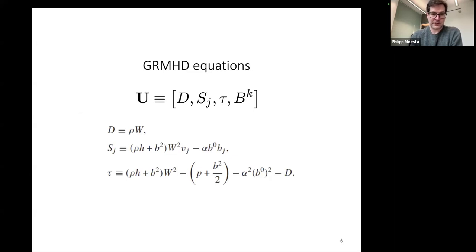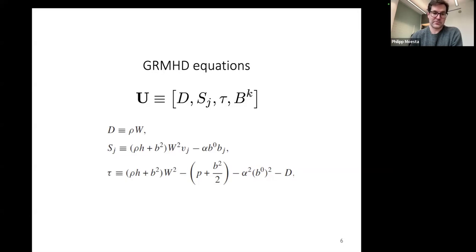Okay, so what are our actual equations, right? I've introduced this state vector U, and you see here the definition of U. So these are what are called the conserved variables. This is D, which is a conserved density. You also see the definition of these variables below. So D is really just rho times the Lorentz factor. Sj is the conserved momentum, and you see how that combines, and you already see how, in the case of MHD, the magnetic field already factors into that.